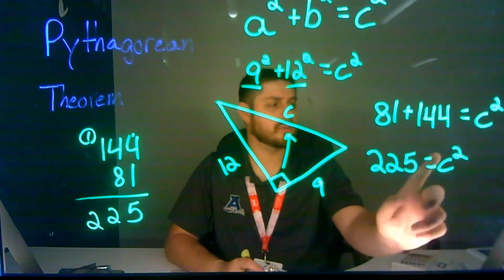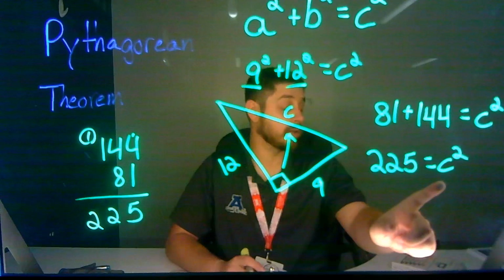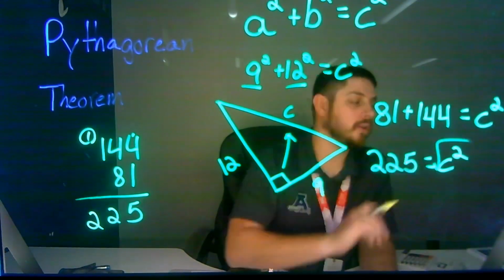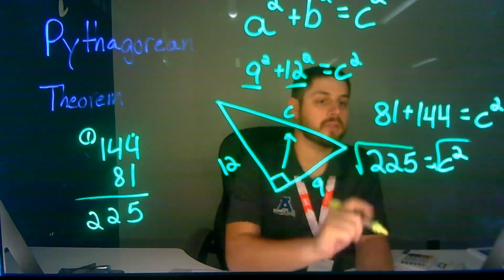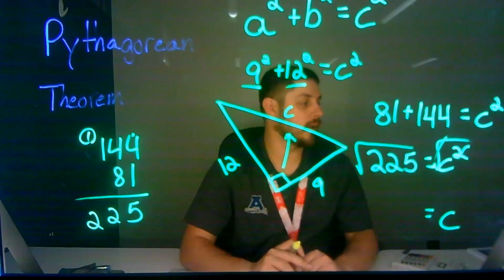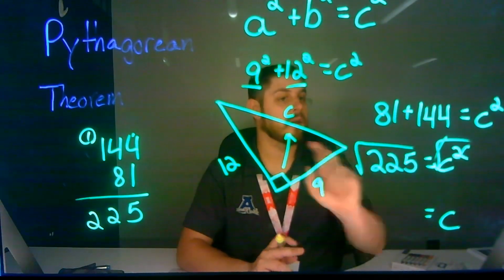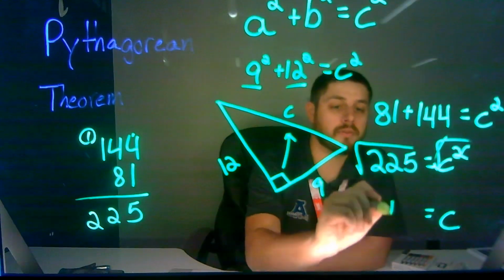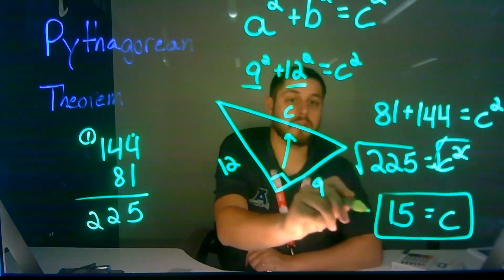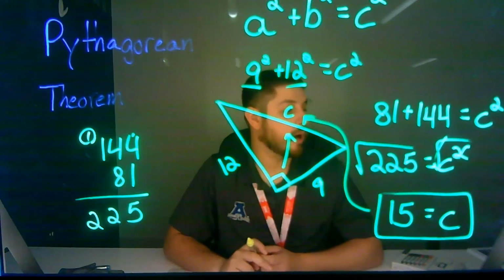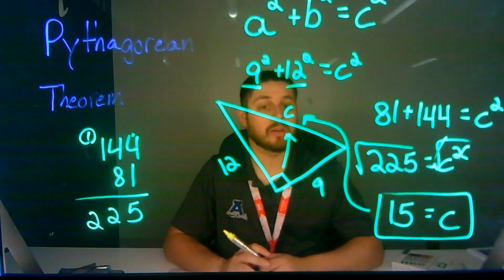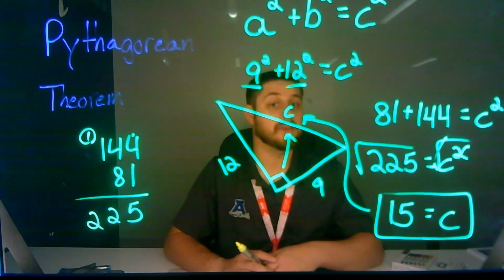So in order to get the C by itself, the opposite of squaring something is taking the square root. So we're going to take the square root of both sides. So once we do that, this and the root cancel out. So we're just left with C. And the square root of 225 is 15. So we know that this hypotenuse is 15. So wait just a second, and we'll take a look at one where we need to find the missing leg and not the hypotenuse.